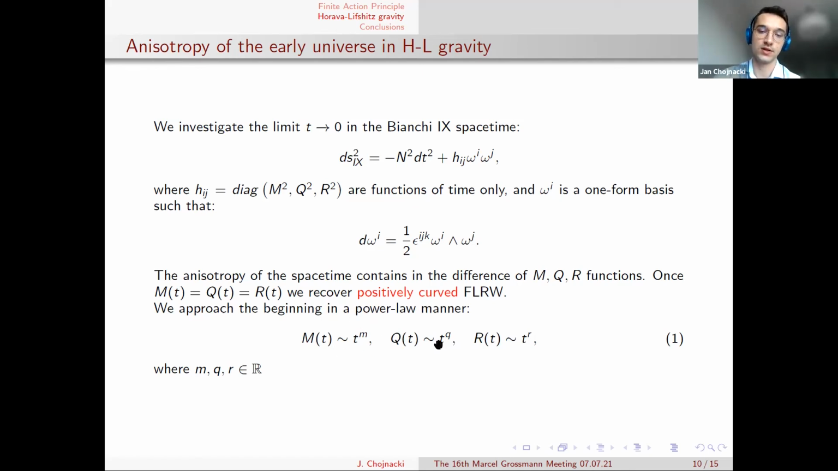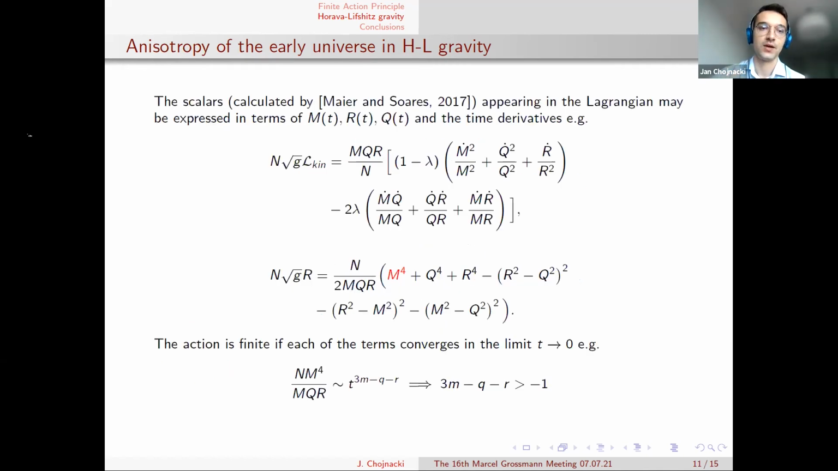Okay, so we proceed with this knowledge and we put an ansatz that, while approaching the Big Bang, these functions go as a power law with different exponents, which are real. Okay, so if the exponents are exactly the same, then we will have the usual isotropic expansion of the universe. And on the next slide, I will try to convince you that it can't be the case.